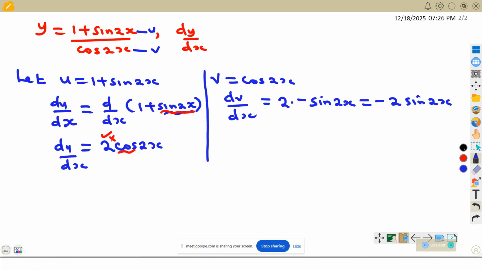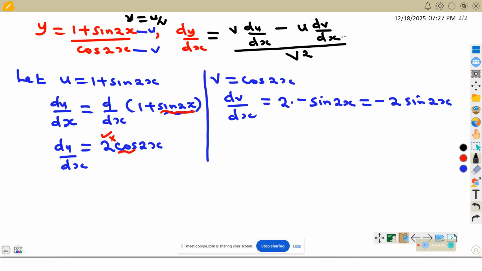Having got that, how do we write dy dx if you have y equals u divided by v, when we are talking about the quotient rule? Anyone who remembers that? dy dx is equal to v du dx minus u dv dx, all over v squared. Okay, thank you. That is what we call the quotient rule.